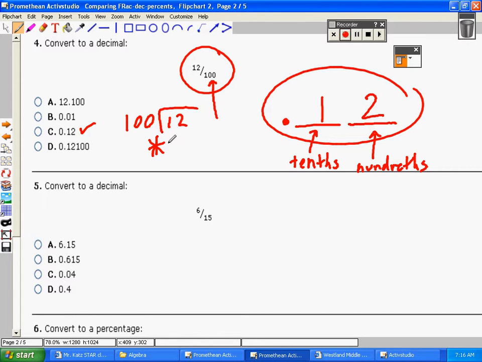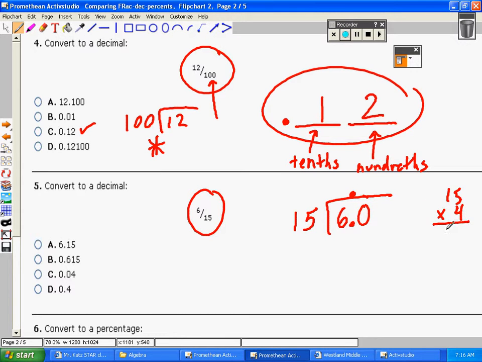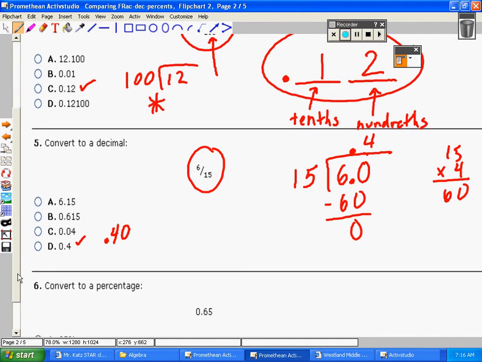All right. Next one, converting to a decimal. Same thing as we did before. 6 divided by 15. Add a 0.0. Bring up my decimal. 15 times 4 is 60, so it goes in 4 times with no remainder. So there's my answer. 0.4 or 0.40. If it said 0.40, that's also an answer. 0.4 and 0.40 are the same thing.